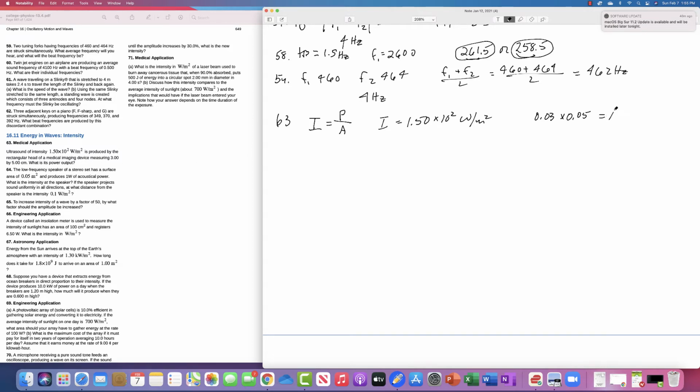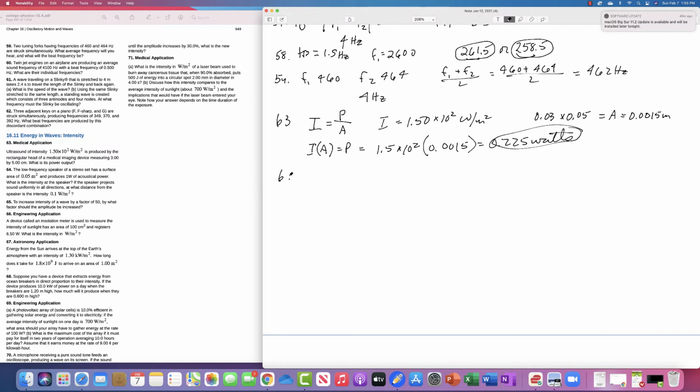Well, the area here is going to equal 0.0015 meters squared. So if you rearrange this, I times A is equal to P, which is 1.5 times 10 to the second times 0.0015, and that's going to be 0.225 watts. So that's the power output for this ultrasound.